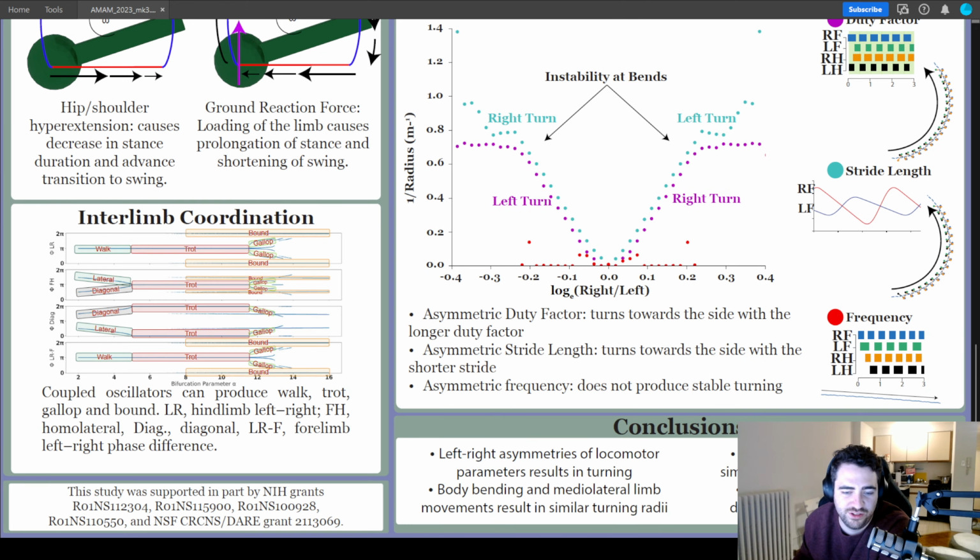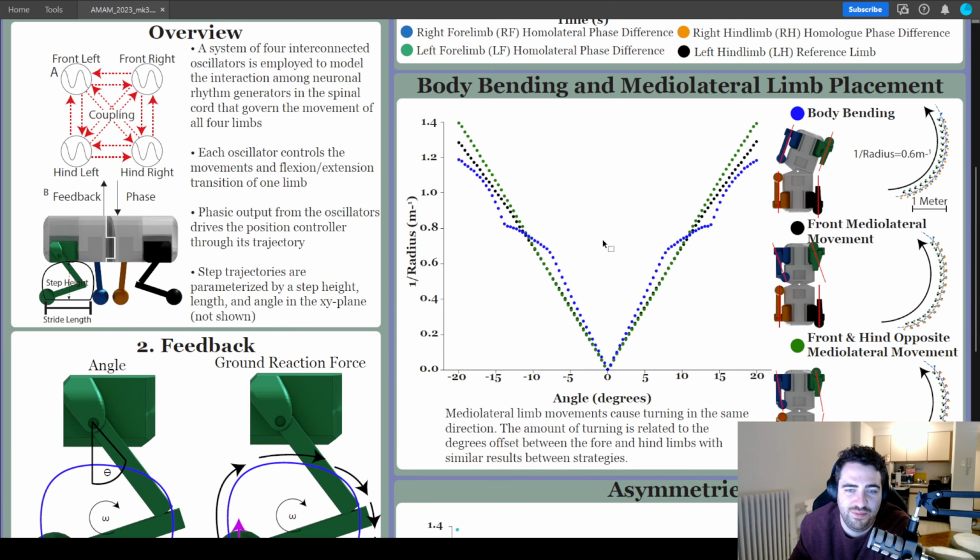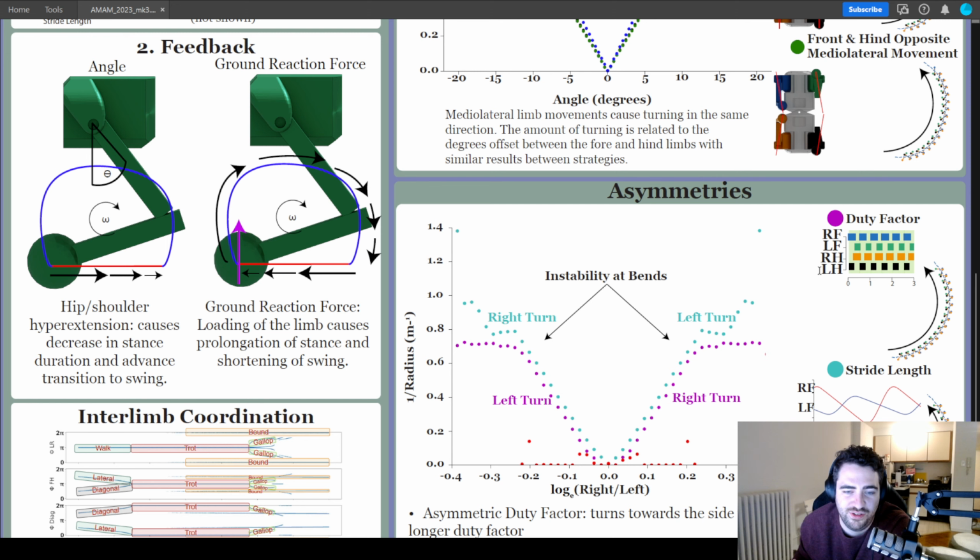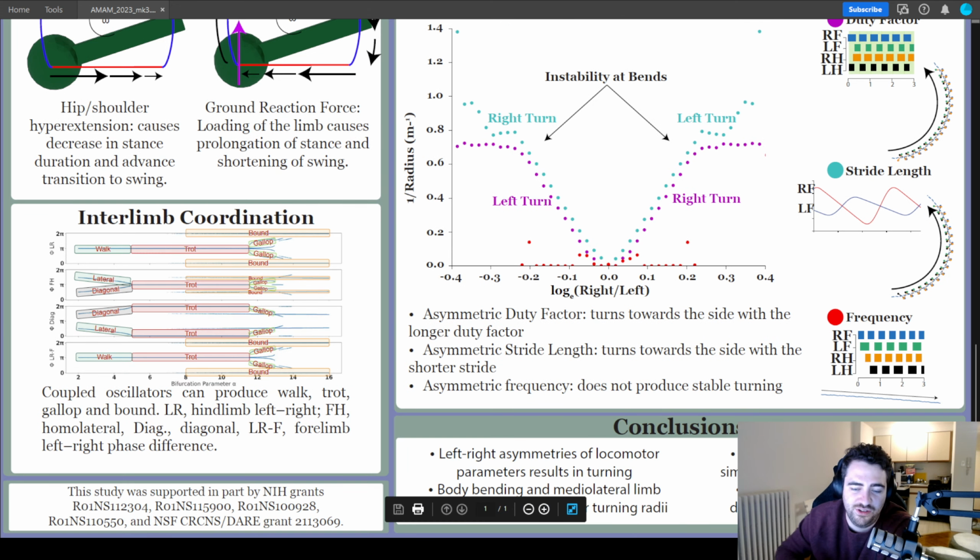The main conclusions from this poster are that left-right asymmetries of locomotor parameters result in turning. Body bending and medial-lateral limb movement result in similar turning radii. How animals choose between these similar turning strategies is still a question and something we're going to investigate further. Different strategies allow for different limits of stable turning, so you can see that these different types of asymmetries compared to body bending fall apart at different limits.